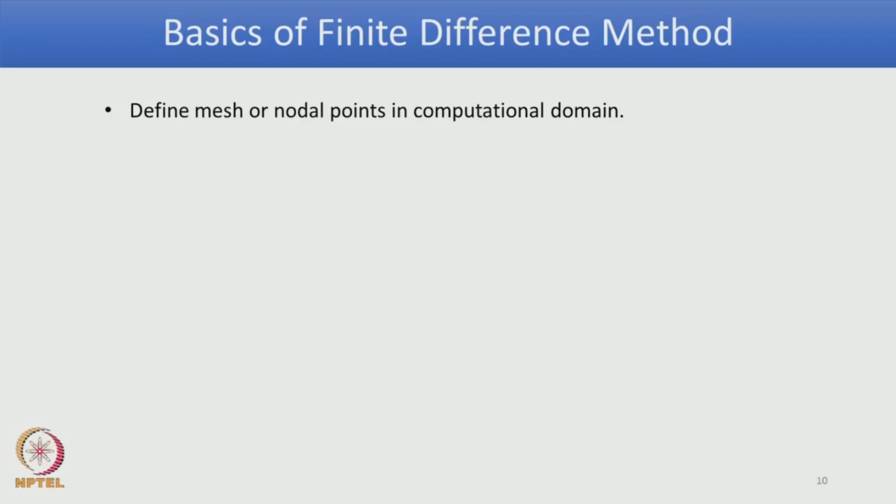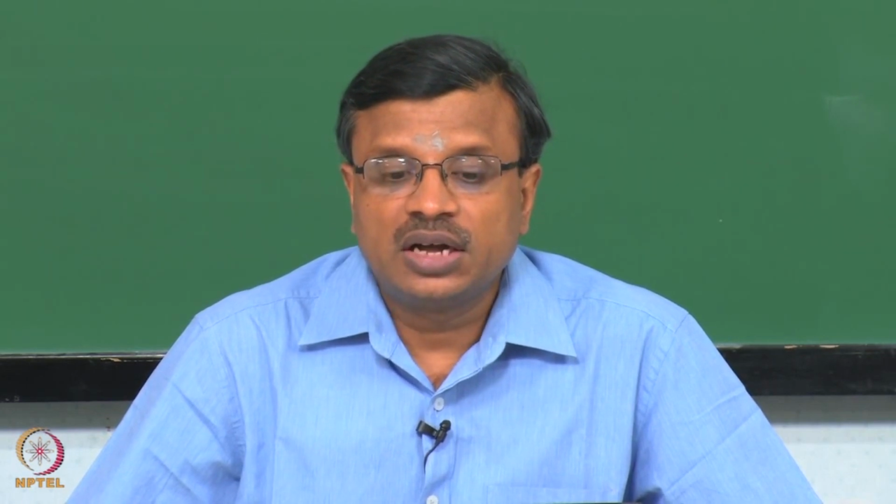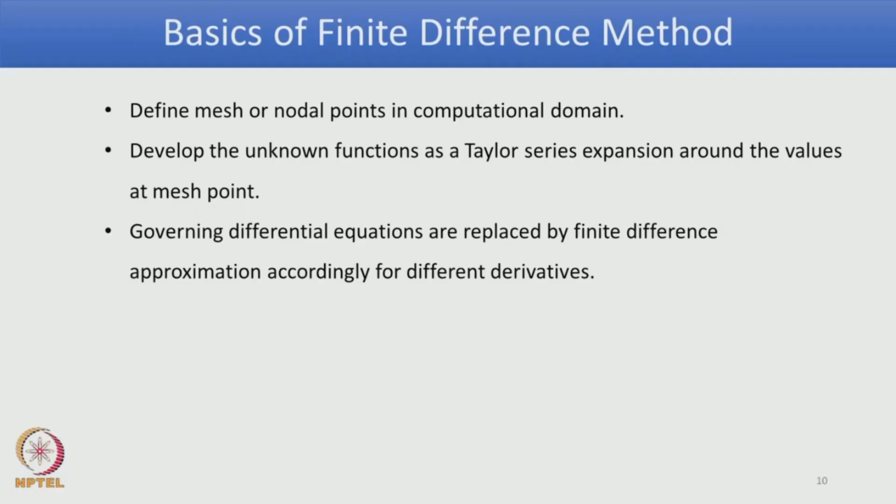Again, as we did in finite volume, here we talk about individual nodes. So, define mesh or nodal points in the computational domain, then develop all the functions as a Taylor's expansion around values at each mesh point. So, the entire governing differential equation is now replaced by a finite difference approximation accordingly for different derivatives. So, you have, for example, if you take the Navier-Stokes equation, the x momentum Navier-Stokes equation.